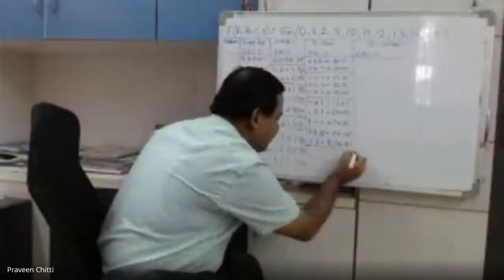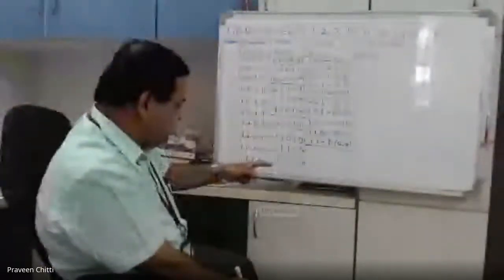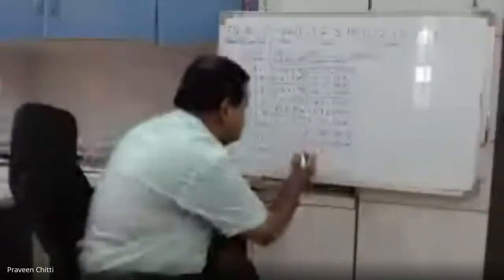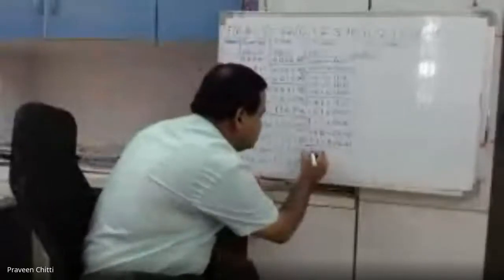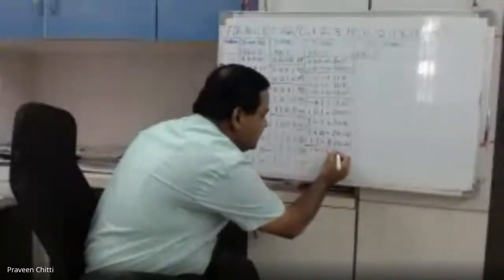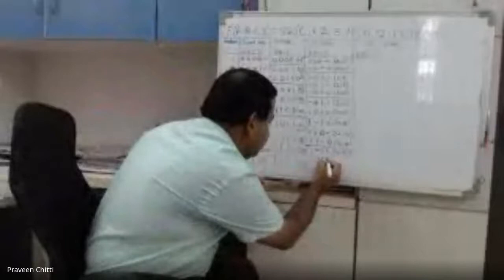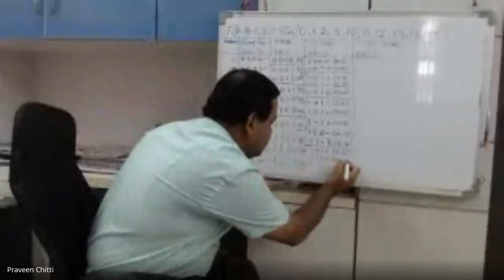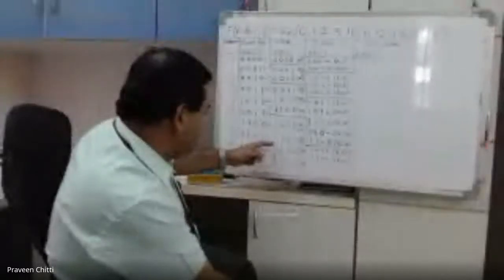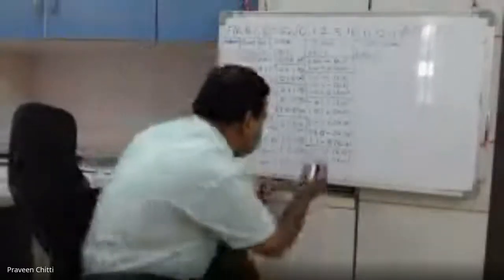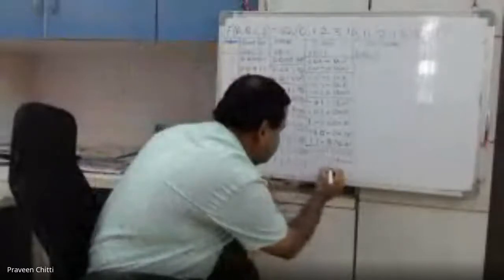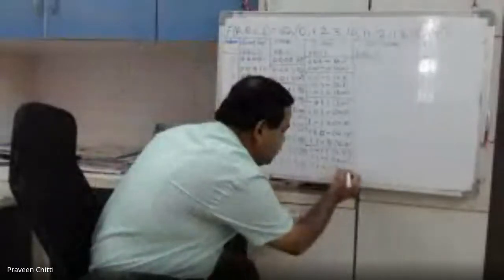Done. Next check, 11 and 15, is it possible? Yes, 11 and 15 is possible, 1 dash 1, 1, 11 comma 15. Then 13 and 15 is also possible, 1, 1 dash 1, 13 comma 15. Then 14 and 15 is also possible, 1, 1, 1 dash 14 comma 15. I hope it is clear.